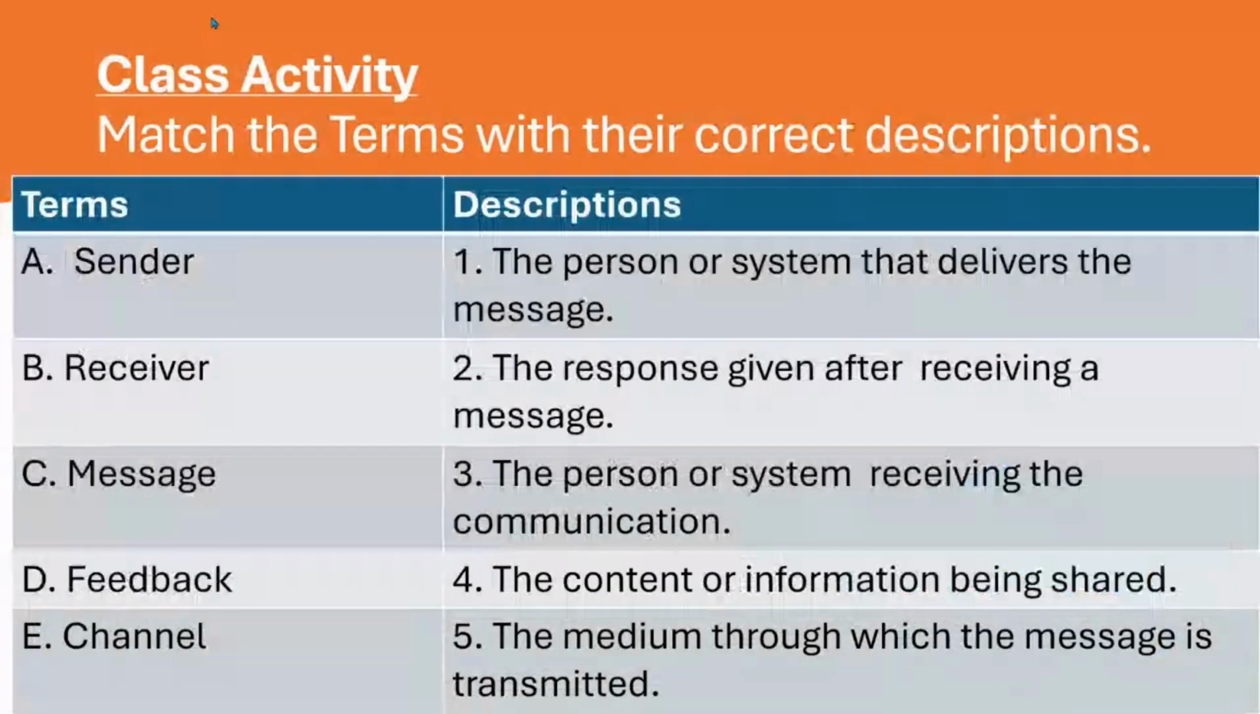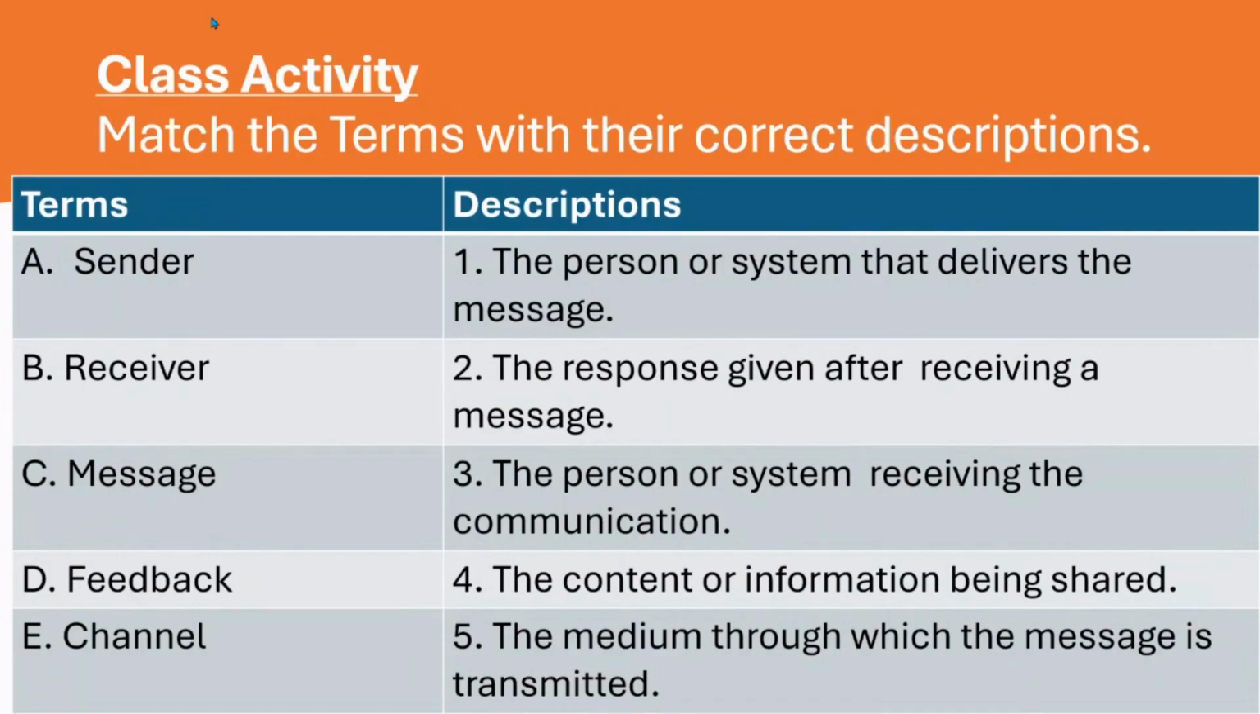So here we have a small activity wherein we're required to match the terms with their correct descriptions. So the terms, they are found in column A, and the descriptions, they are in column B. So the first term being sender, so we're to look for the description on the right. So the first one is saying the person or system that delivers the message. The second one is given after receiving a message. The third one is saying the person or system receiving the communication. The fourth one is saying the content or information being shared. And the fifth one is saying the medium through which the message is transmitted.